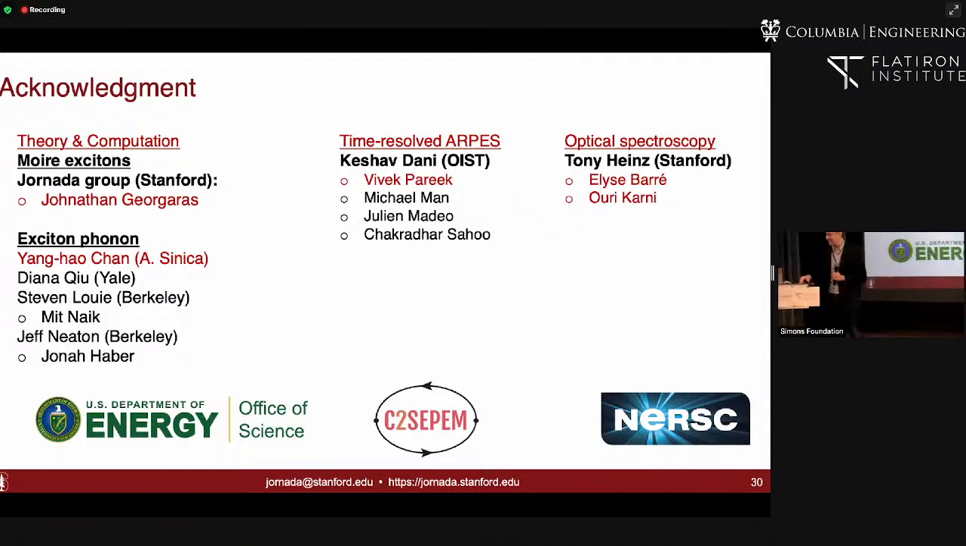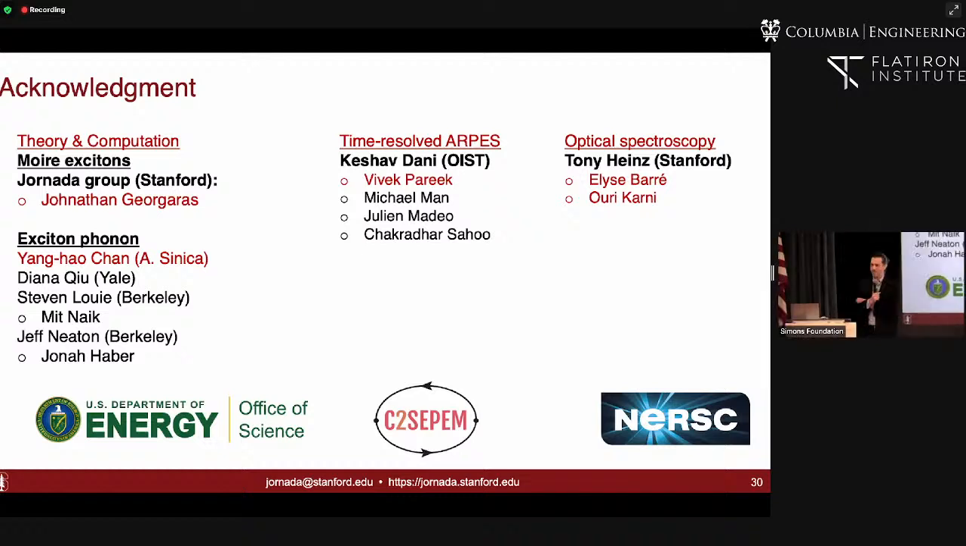Hi, Felipe. Nice talk. Regarding the first part, when you were showing the Moiré exciton and estimating the radius, the calculation seemed to have been done on an ideal bilayer. So I just want to know whether you expect that the radius would actually get even smaller, in which case there would be an even better agreement with the experiment.